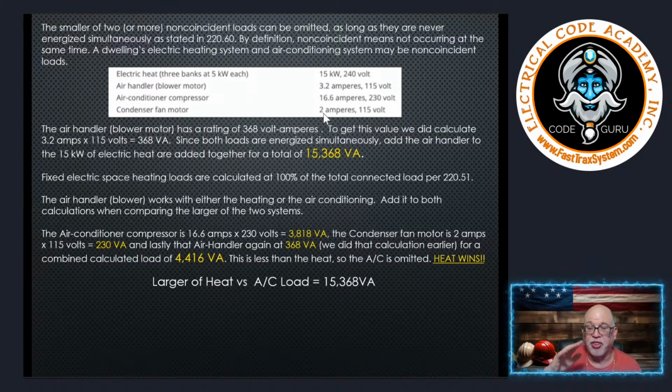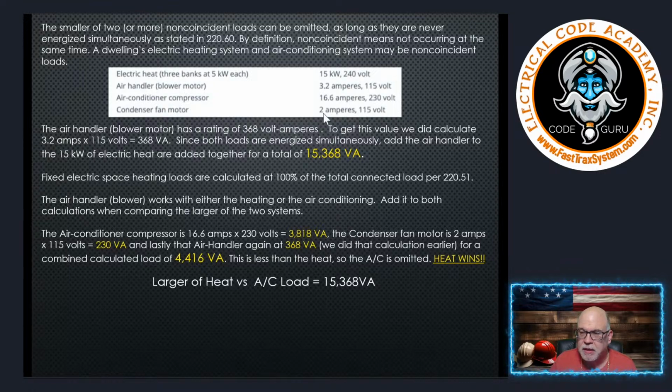Even if I rounded that to 5,371, it is nowhere near the heat. It's not even really a third of the heat. So guess what? I get to take that air conditioning load and get rid of it. It's gone. I'm going to go with the heat. Make sense? All right. So my load value that I'm going to be plugging into line 13 of my form is going to be 15,368. Okay, so 15,368.